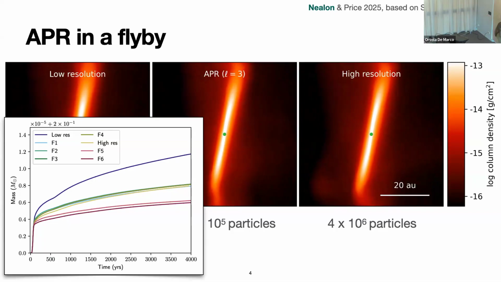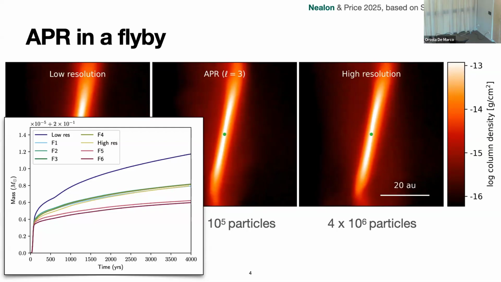The low resolution simulation is shown by this purple line up here. The high resolution on the right-hand side is shown by this beige line, which might be a little bit hard to see. And our APR simulations, we did a few varieties of these, are all lined up on top of what that high resolution simulation is doing. So quantitatively, we can also say that the APR is doing exactly what we expect.